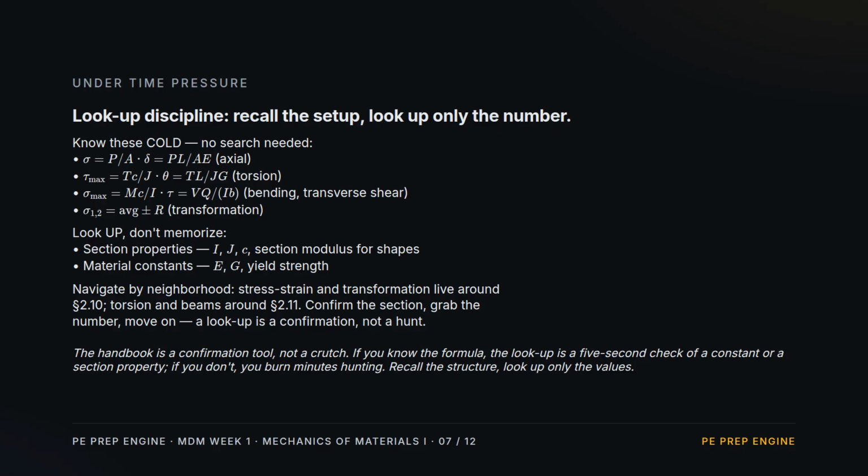Under time pressure, lookup discipline decides whether you finish. Know the core formulas cold: axial, torsion, bending, transverse shear, transformation. So the handbook is a confirmation, not a search. Reserve lookups for the things worth looking up: section properties for a shape, and material constants like the modulus and yield strength. Navigate by neighborhood. Stress and transformation cluster near section 2.10, torsion and beams near 2.11. Confirm, grab the number, move on.